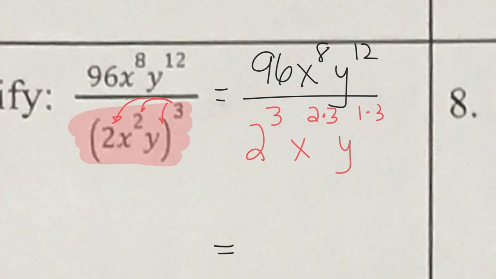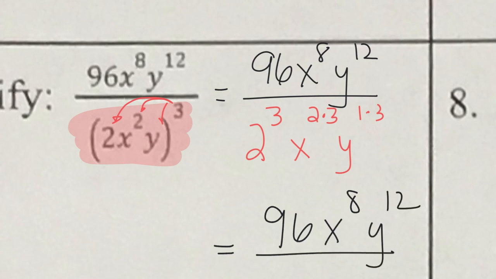So nothing changes on top yet. We haven't messed with the numerator, so that's still 96 x to the 8th y to the 12th. But let's simplify your denominator. What is 2 times 2 times 2? Remember, that's what it means to raise something to a power, is to multiply it by itself that many times. So 2 times 2 times 2 is 8. 2 times 2 is 4. 4 times 2 is 8. And then this is x to the 6th and y to the 3rd.